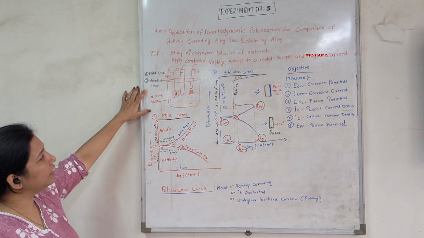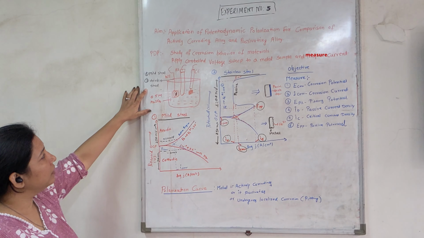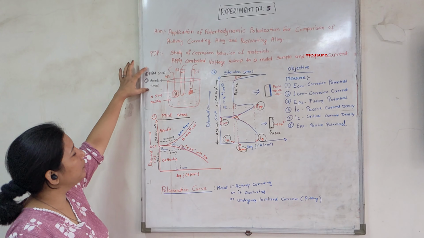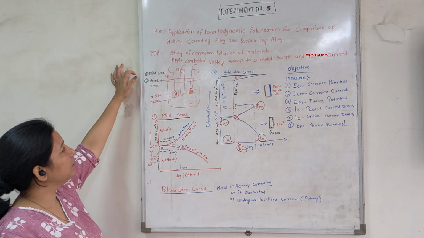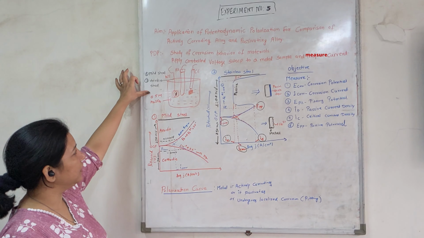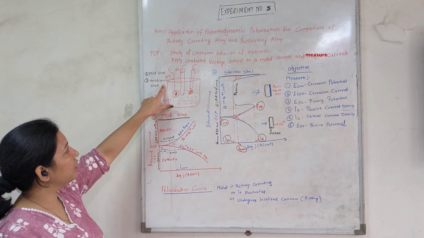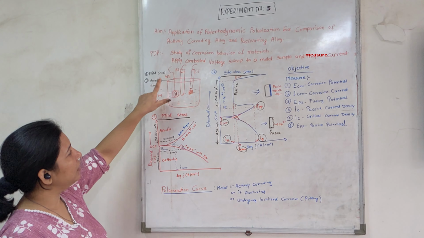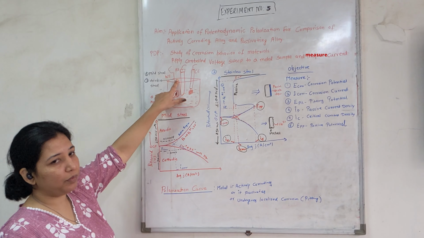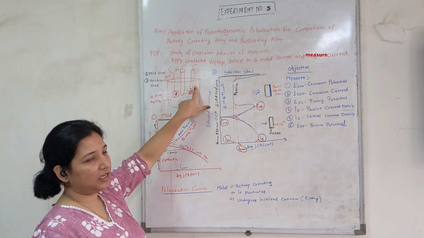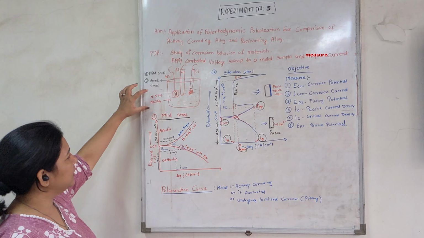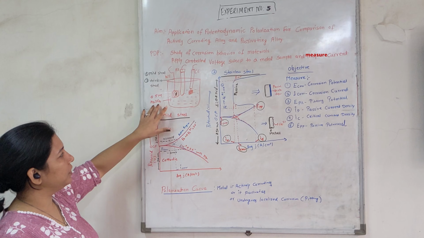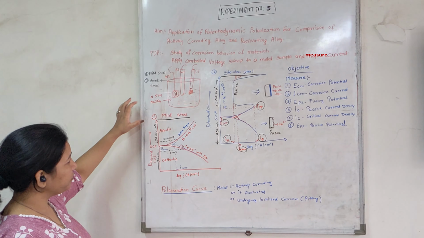This is the electrochemical setup for the experiment. For this experiment, you will be provided two different materials: mild steel and stainless steel. So your working electrode is mild steel or stainless steel. The reference electrode is a saturated calomel electrode, and the counter electrode is platinum based. And for this experiment, 0.5 molar H2SO4 will be your electrolyte.